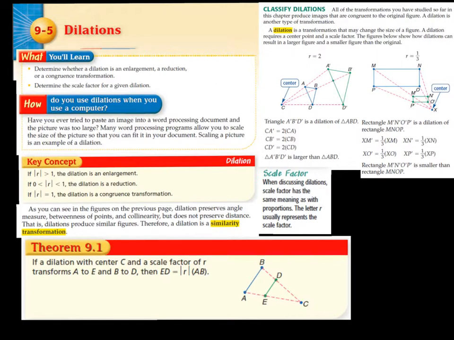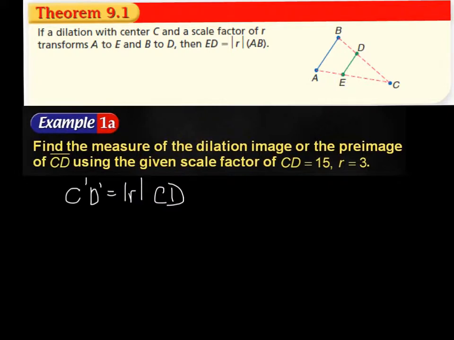If a dilation with center C and a scale factor of r transforms A to E, B to D, then ED equals the absolute value of r times AB. So we're going to use that theorem in example 1. They ask us to find the measure of the dilation image of CD using the given scale factor. So they had CD is 15 and r is 3. The absolute value of 3 is 3. So my new length of CD is going to be 3 times 15, which is 45.